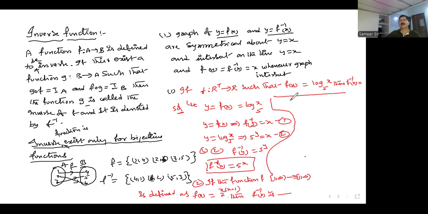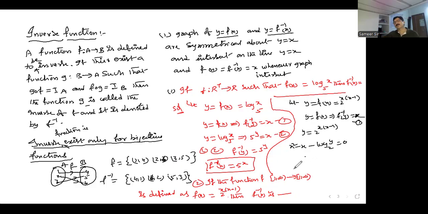Okay. Now, as I said to you, the rule is the rule. You take y is equal to f of x is equal to 2 to the power of x into (x minus 1). You take y is equal to f of x, means you can write f inverse y is equal to x. Of course, you got it as 1. And the next one is y is equal to 2 to the power of x into (x minus 1). If you take log, you will get x square minus x minus log y base 2 is equal to 0. It's a quadratic equation.